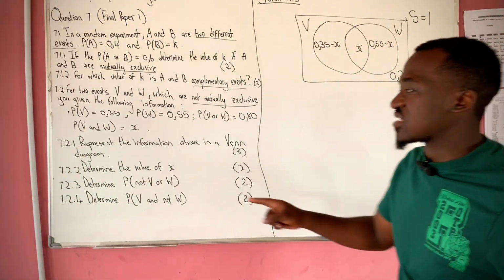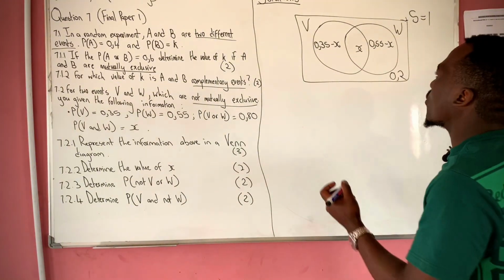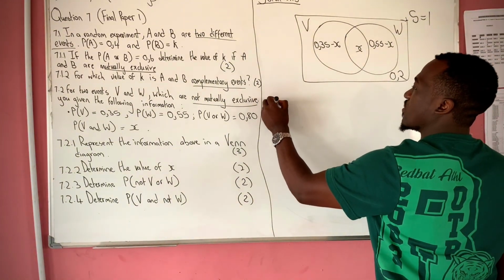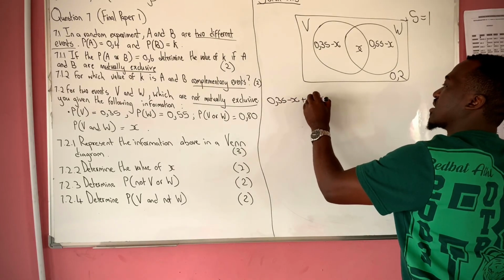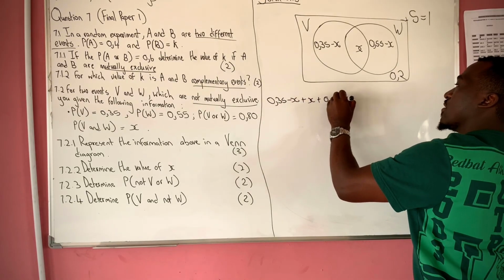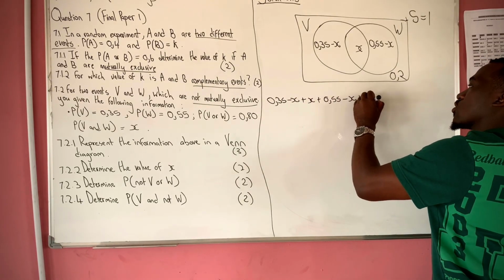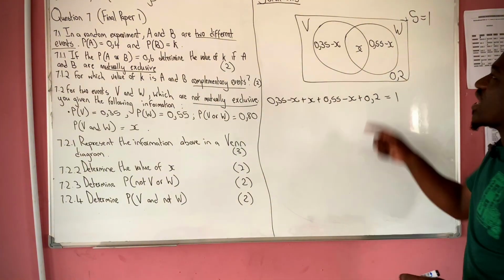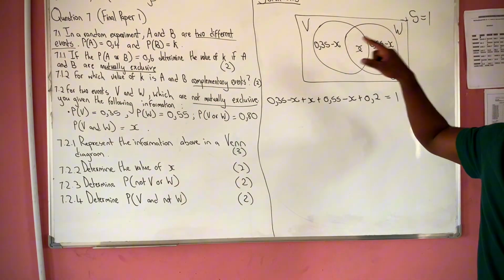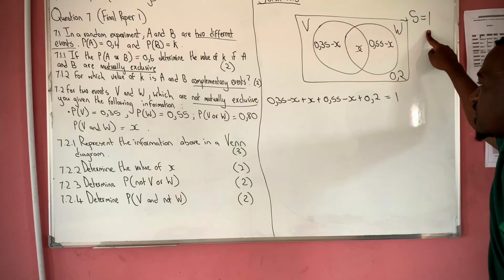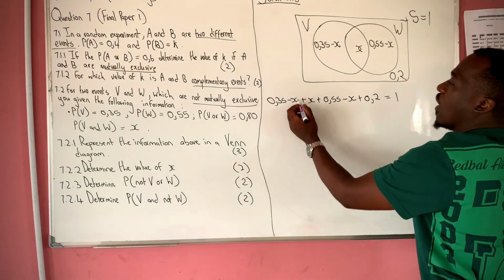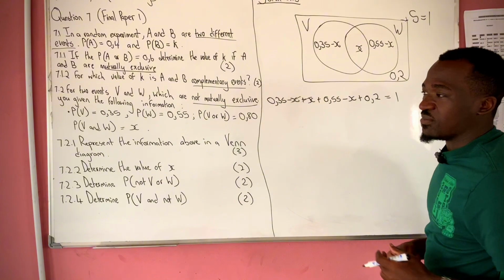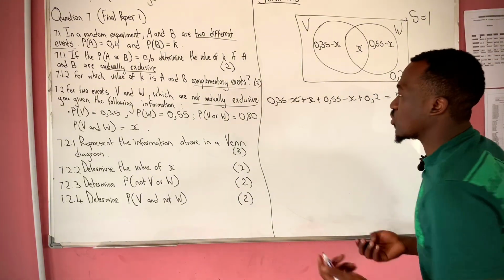How do we solve X now for the first question? We know that it is supposed to be 0.35 minus X plus 0.55 minus X plus 0.2, which is equal to 1. We're adding everything that is within this rectangle. It must give us 1. So the sum of these must be equal to 1. These two are additive inverses. We cancel them. They're equal to 0 at all times.